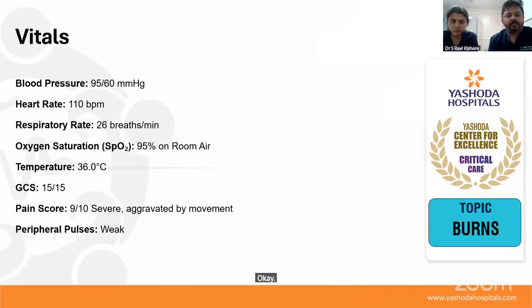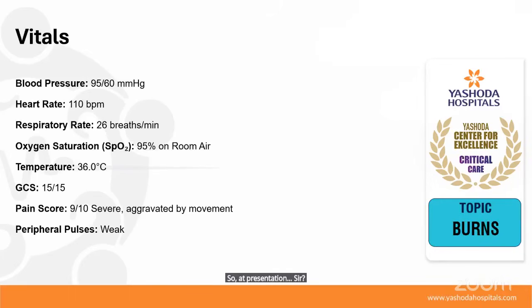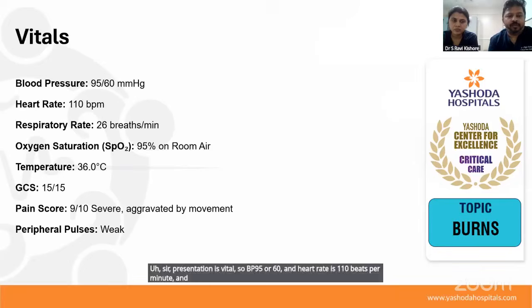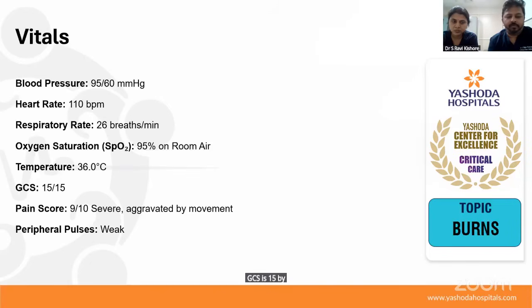So, at presentation, go ahead with the next slide. Sir, at presentation the vitals were BP 95/60, heart rate 110 beats per minute, respiratory rate 26 breaths per minute, and oxygen saturation 95% on room air. Temperature is 36 degrees centigrade. GCS is 15 by 15. Pain score was 9 by 10, severe and aggravated by movement, and peripheral pulses were weak.